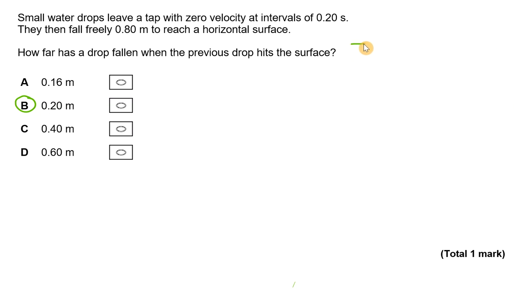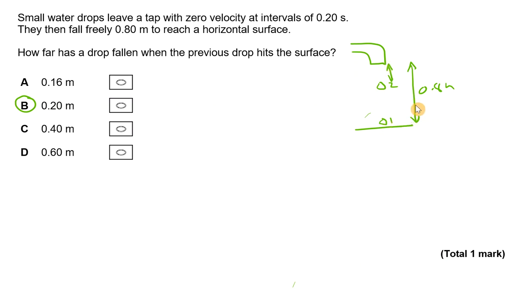So let's have a look here. There's the tap, and one drop is going to travel 0.8 meters to reach the surface. We could call that drop number one, and the question is, how far has drop number two travelled when that first drop hits the surface?